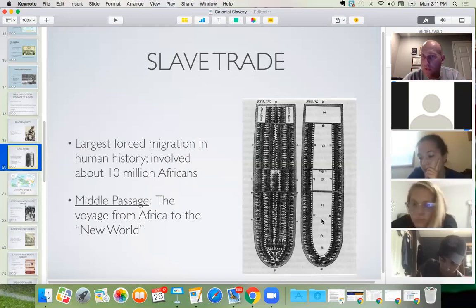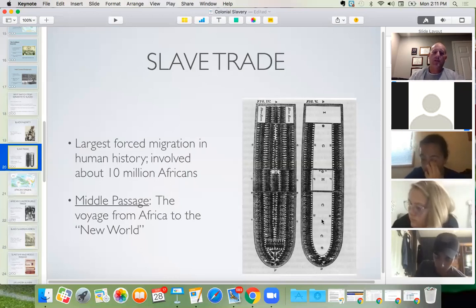But these are people being stored for weeks on end, with occasional, sometimes they would bring them up above deck and exercise them, but they're being stored for weeks on end together in incredibly cramped conditions. No plumbing, just laying there in their own feces and things like that. Just a horrible experience, unimaginably horrible.